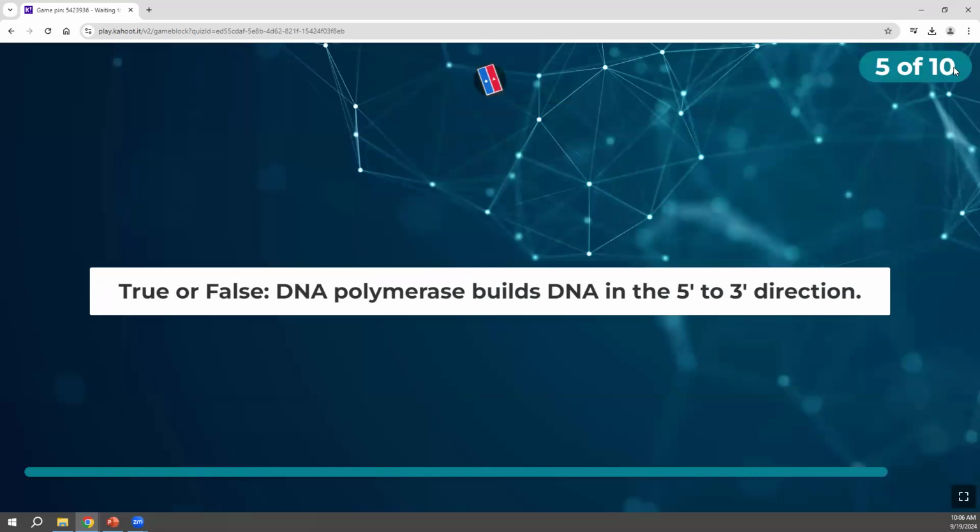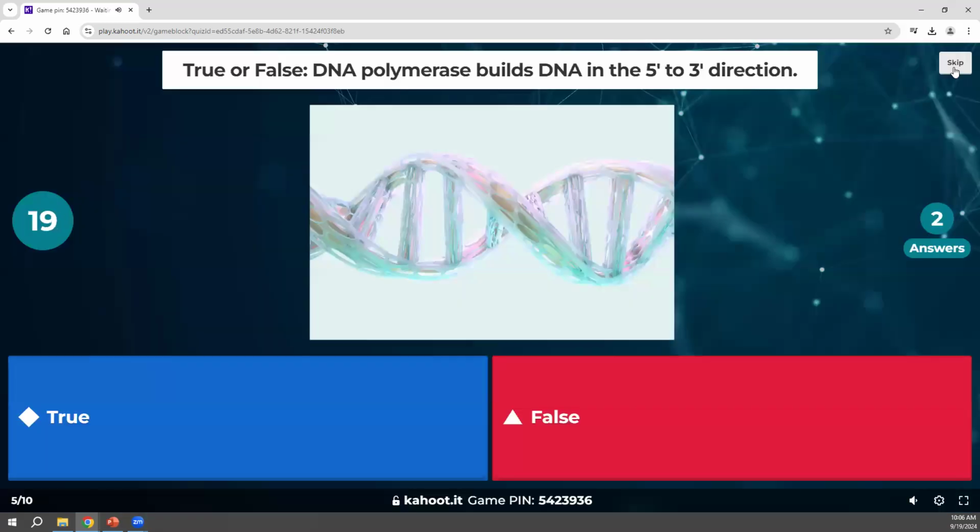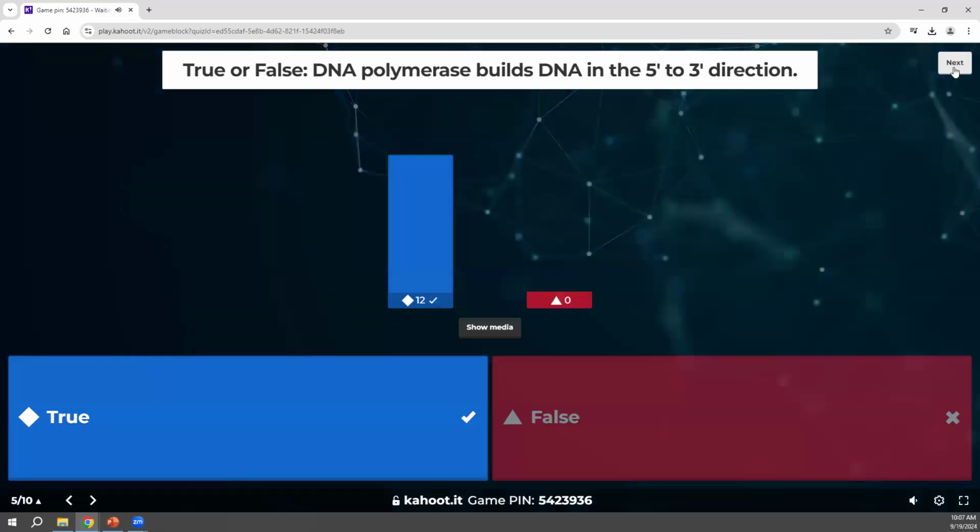So true or false, DNA polymerase builds DNA in the 5' to 3' direction. Is that the correct direction? And is that the correct enzyme? All right, so this is true. I feel like this is pretty straightforward because I keep saying over and over again, 5' to 3'. So hopefully that'll be a gimme when you encounter it on the exams.